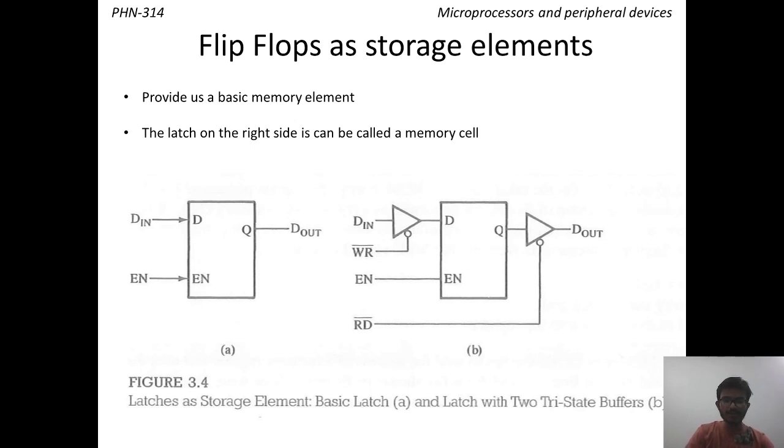To avoid unintentional changes in the input and control the availability of output, we can use tri-state buffers on the latches, shown on the right-hand side of the screen. We can write into the latch by enabling the input buffer and read from it by enabling the output buffer. The write signal is WR and the read signal is RD. These are active low signals, which means that when they are logically low, the buffer will be activated. These latches can be called memory cells.